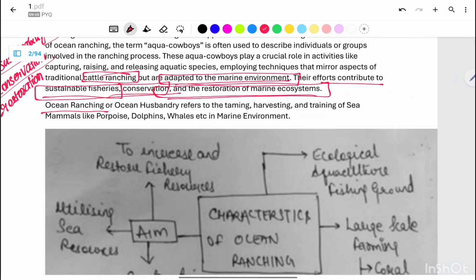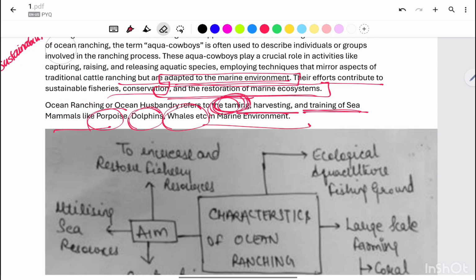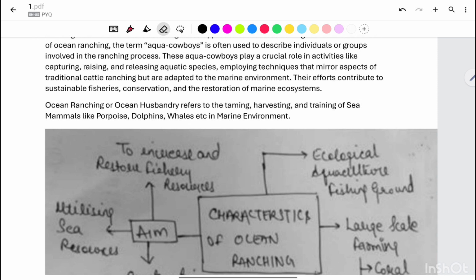Ocean ranching or ocean husbandry refers to taming, preparing, harvesting, and training of sea mammals like porpoises, dolphins, and whales in a marine environment. Just as in animal husbandry you have all kinds of cattle and livestock, likewise here you have a list. First is taming of the species. Then you harvest and train the sea mammals. One of the best examples is whales and dolphins, and then porpoises, in a marine environment.